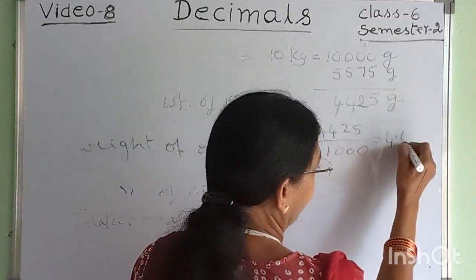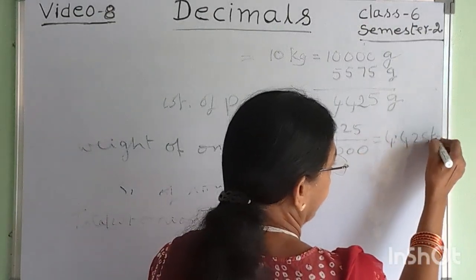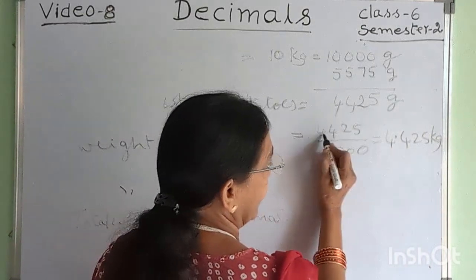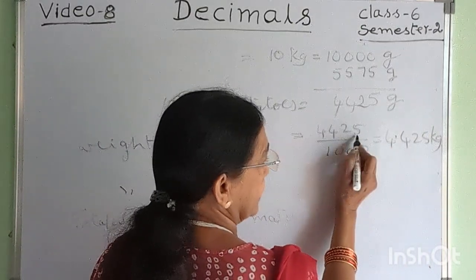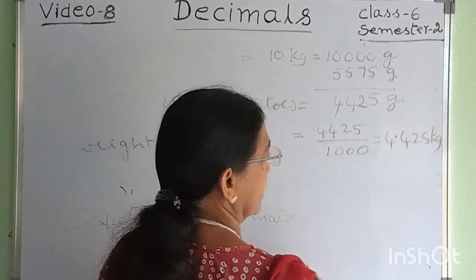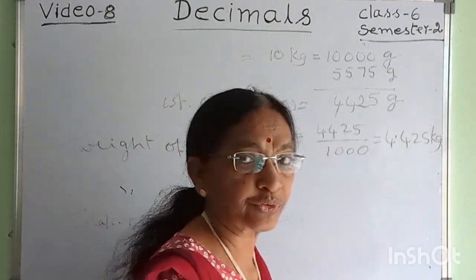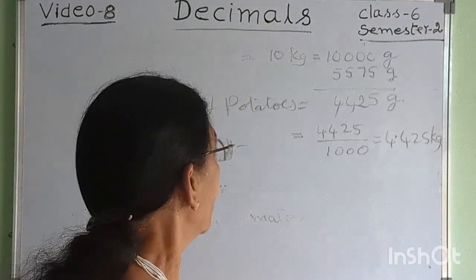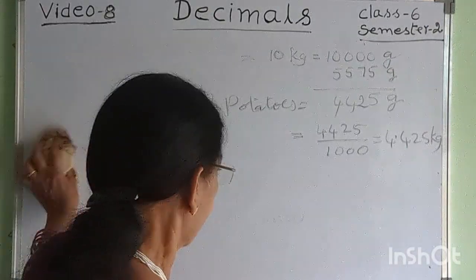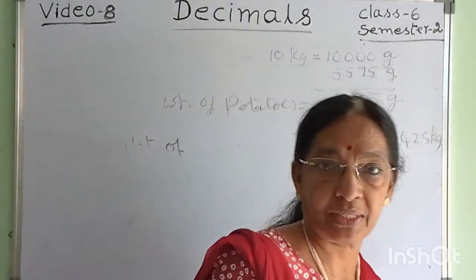Now converting it into kilograms, that is dividing it by 1000, we get 4.425 kilograms. Dividing by 1000, so place the decimal after 3 digits. 1, 2, 3 digits. Therefore we get 4.425 kilograms of potatoes.